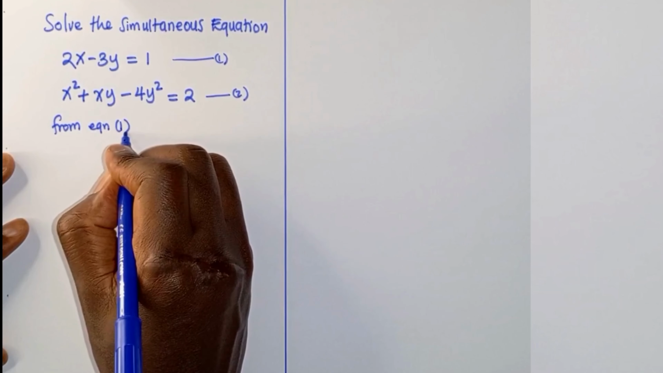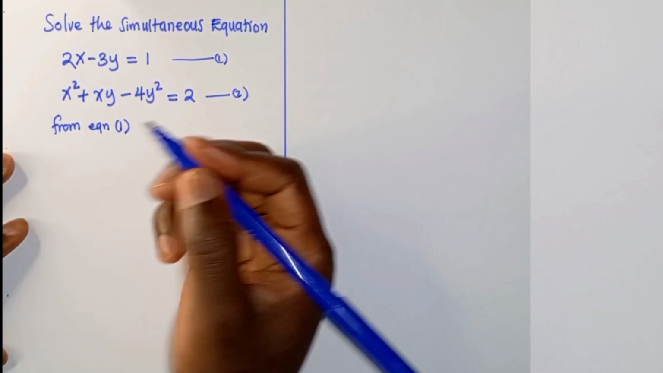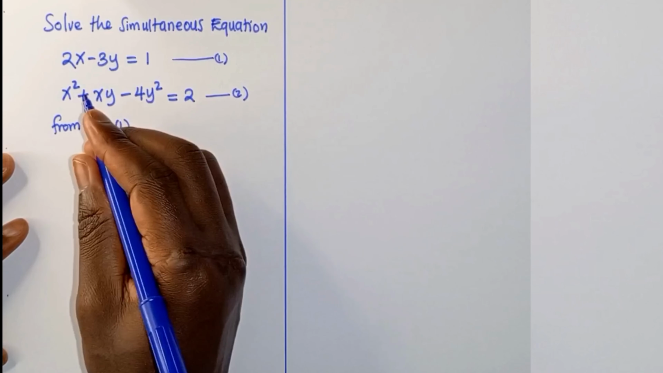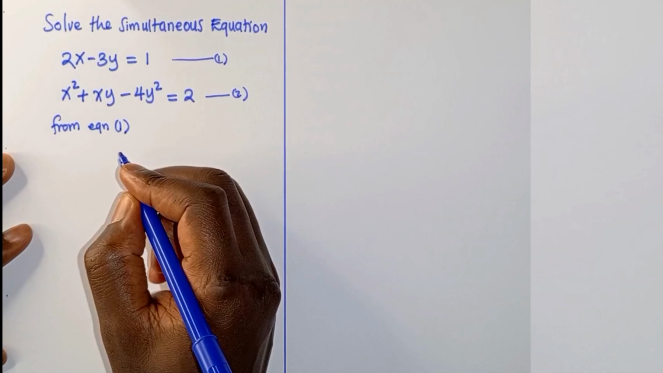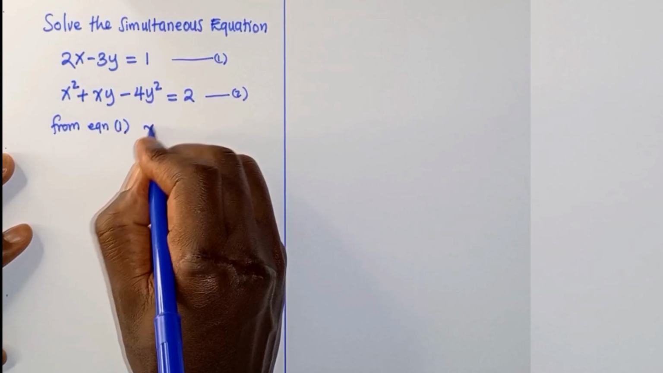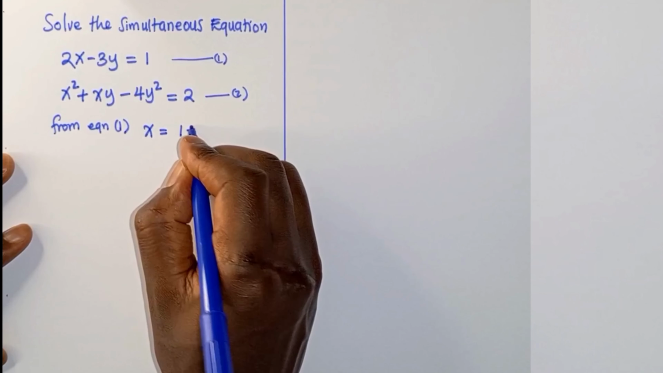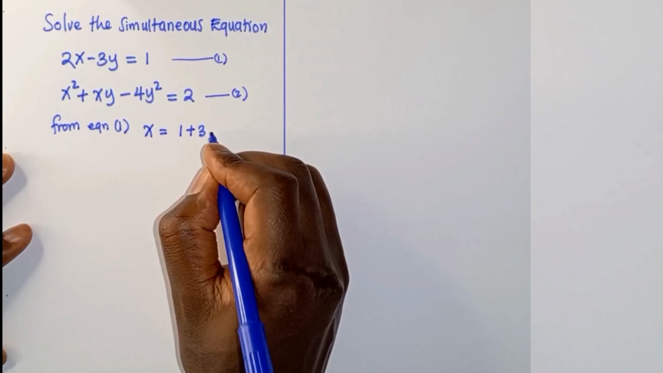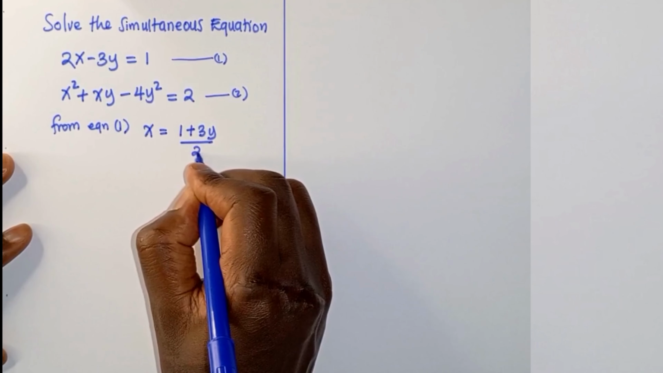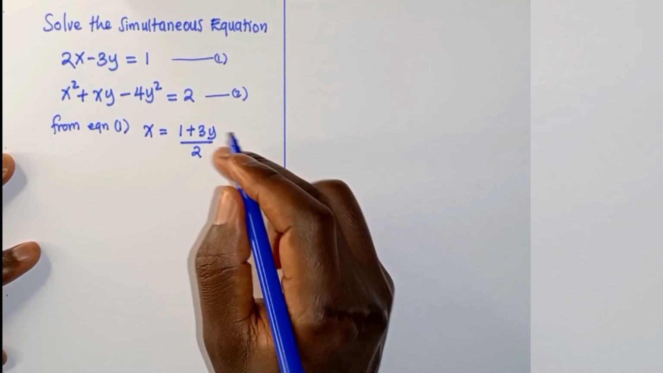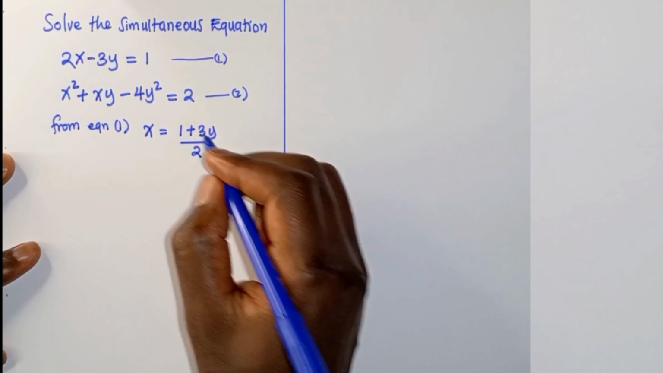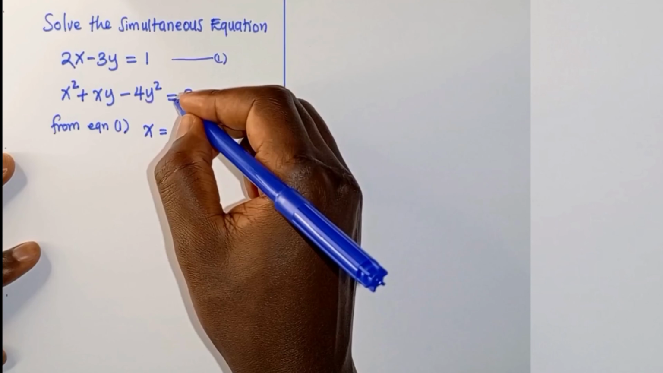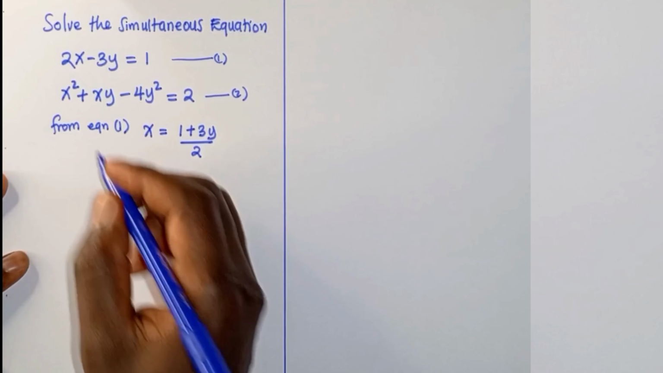And then we can go ahead and say from equation 1, we can make x the subject. So when we make x the subject, we shall realize that x is equal to (1 plus 3y) out of 2. Now, after making it the subject, we go ahead to substitute it in the second equation.